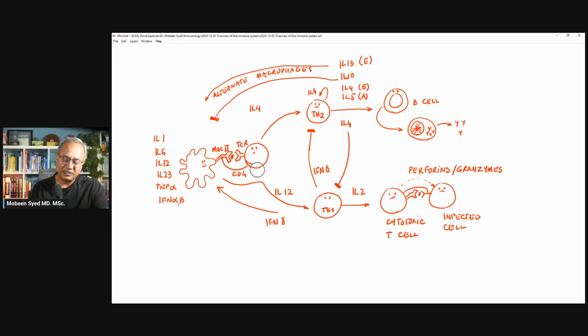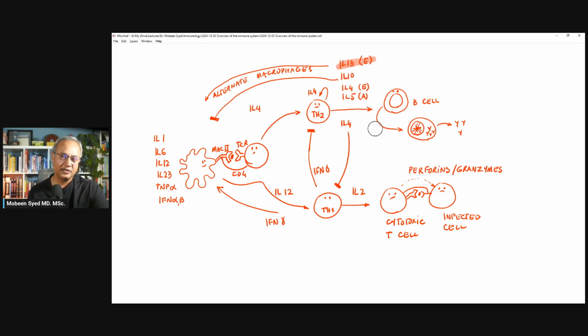Interleukin 12, you have already seen that interleukin 12 causes the T helper 0 to become T helper 1. Interleukin 23, I have not drawn it over here. It helps activate T helper 17 cells. Tumor necrosis factor alpha and others, we have discussed those in the past as well, related to inflammation. Okay, so if the T helper 0 cell is showered by interleukin 4, then it becomes T helper 2. It releases interleukin 13, interleukin 10, interleukin 4, interleukin 5.